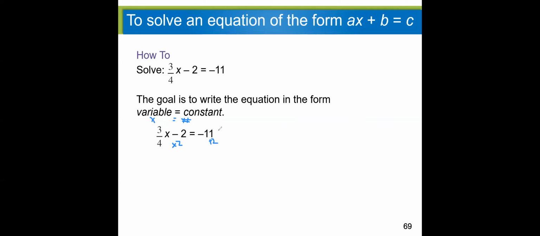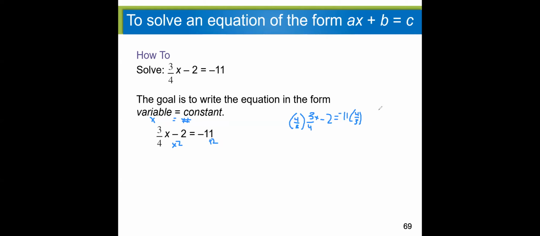Now, you do the same thing to the left that you do to the right. Okay? You could make an argument for getting rid of the 3/4 first, but you run into an issue wherein you need to multiply both sides by 4/3. And let me show you why that can be an issue. So I'll create the equation over here. 3/4x minus 2 equals negative 11. Let's say instead of doing the add 2, we want to instead multiply by 4/3.